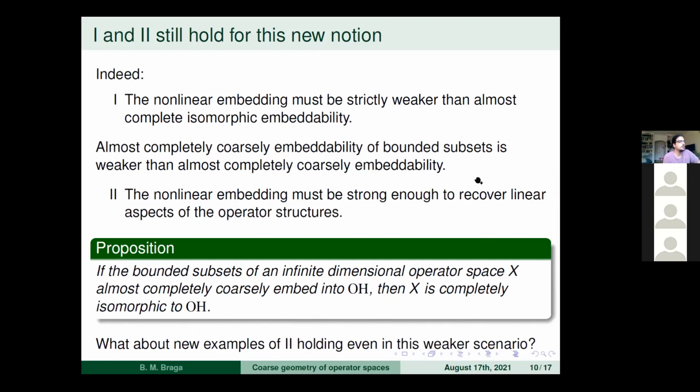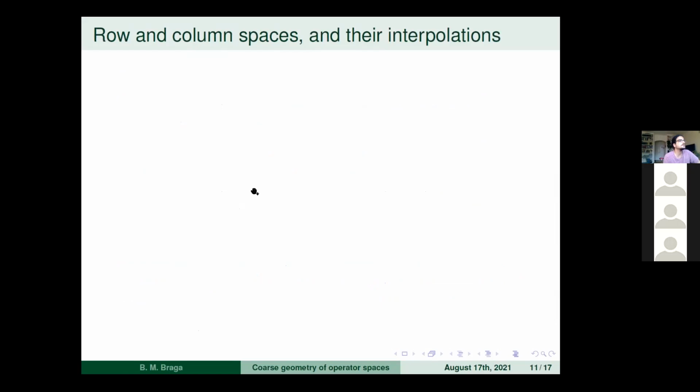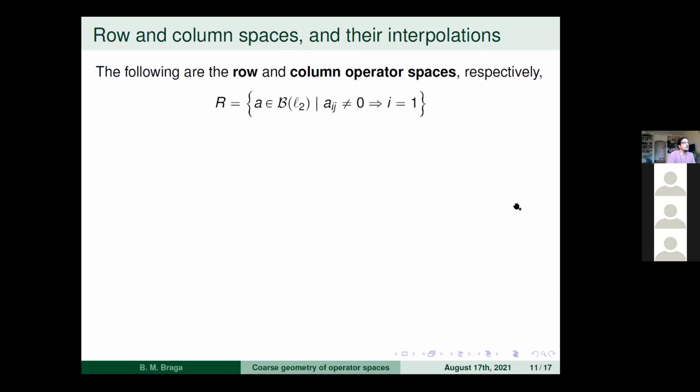Okay, so what about new things then that we can do with this notion? Let me just mention another preservation of the geometry here that happens with the row and the column space. For this, let me quickly recall what they are. If you look at little L2 and the bounded operators on little L2, you can always think about them as infinite matrices.